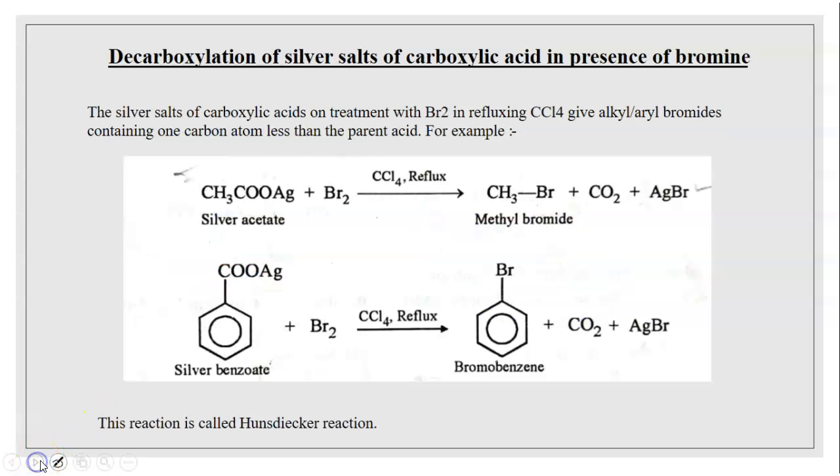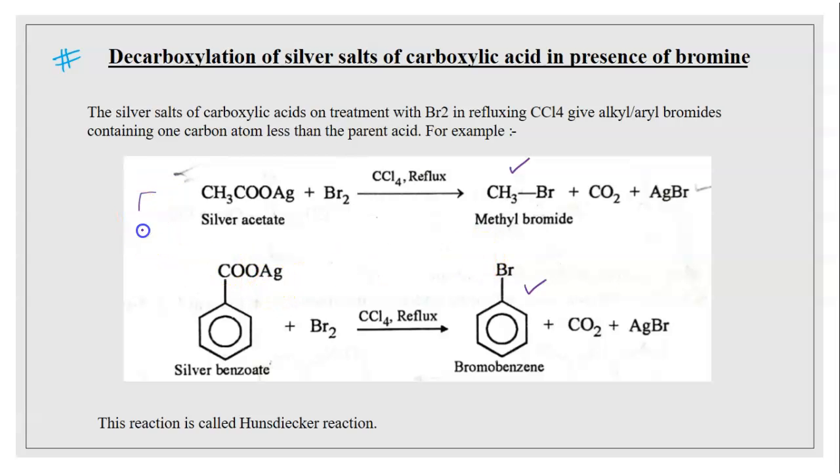Okay. So proceeding further to the third part, which includes the decarboxylation of silver salt of carboxylic acid in the presence of bromine. See, what is happening over here is the silver salt of your carboxylic acid on treatment with your bromine, on refluxing with CCl4, will be giving you your alkyl as well as aryl bromide like this. This one is your alkyl bromide. This one is your aryl bromide. The process will remain same.